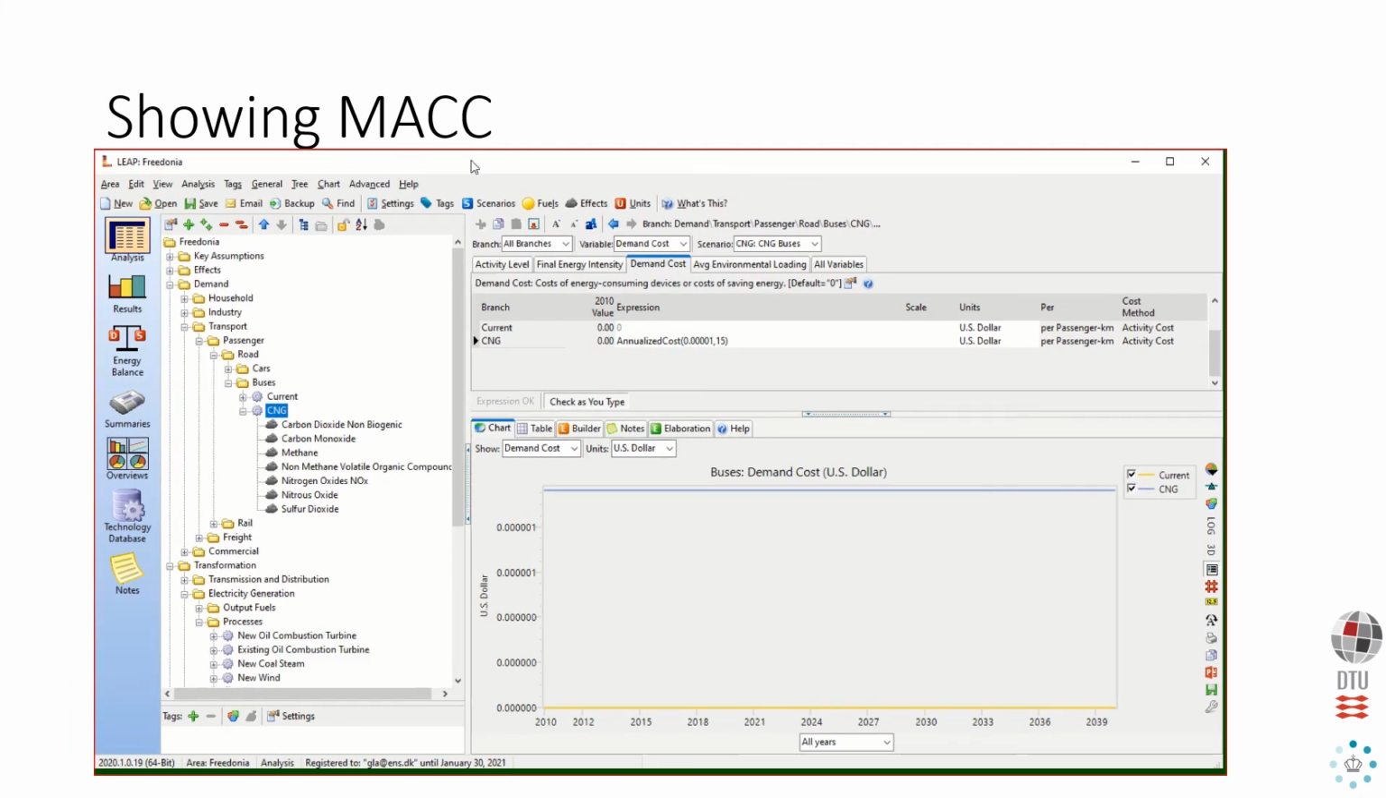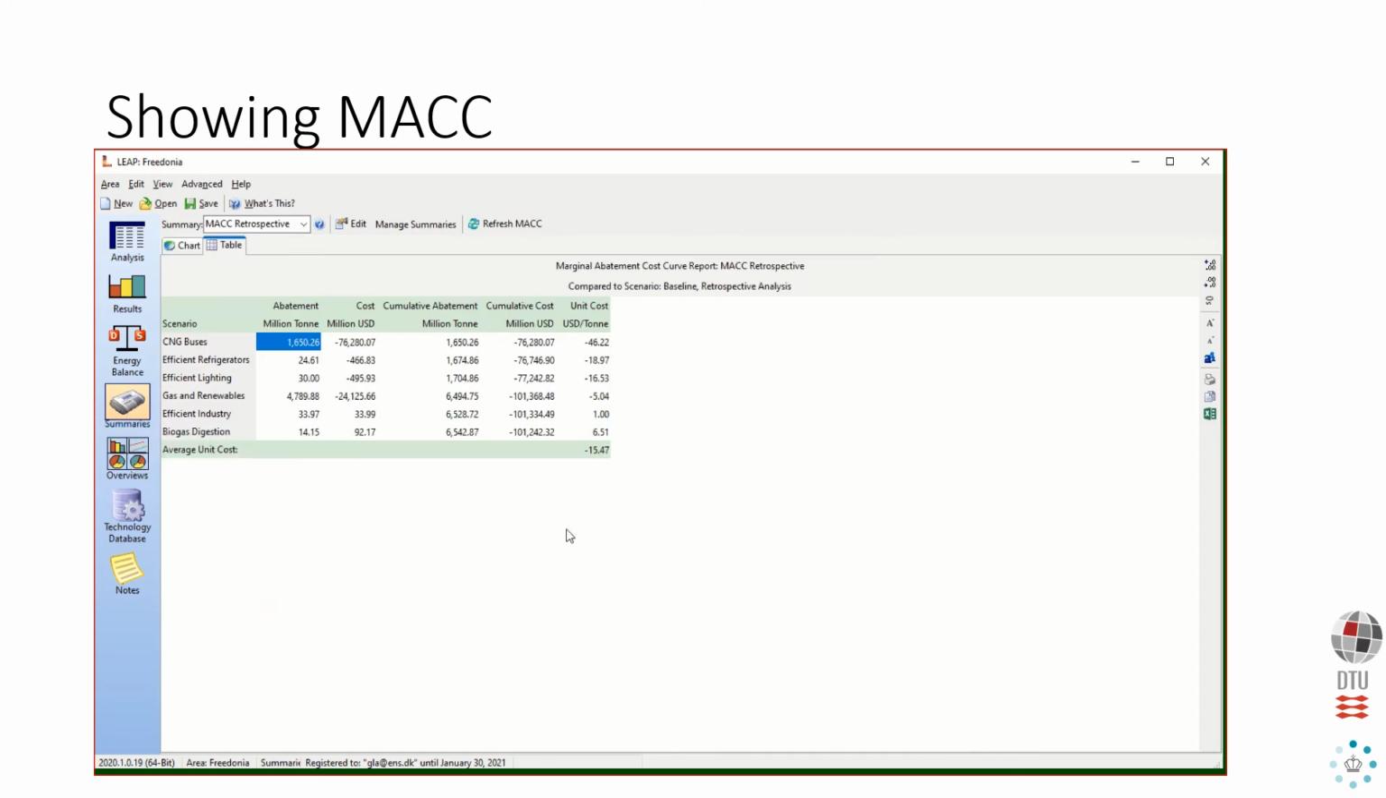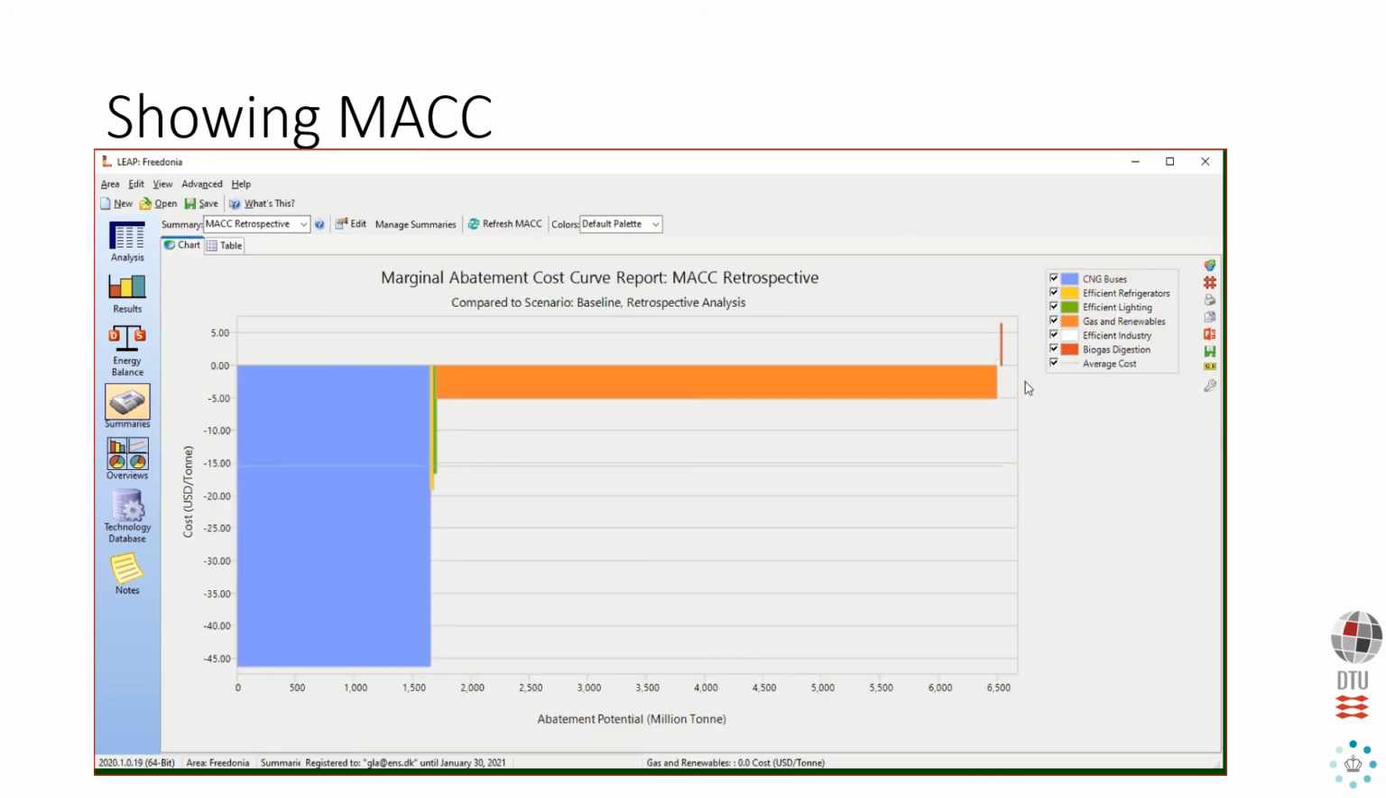In a model where all the prerequisites are complied with, we can find the MACC curves in summaries here in the main menu. Here is a table for it, and then we can find the charts, which are the well-known MACC curves. As we can see in this case, we have quite a lot of abatement potential for having CNG buses, with a very big benefit as well. The same here, we have a very large abatement potential with some benefits by using gas and renewables in this model. It should be noted that we do not calculate the model when we go in here into summaries.